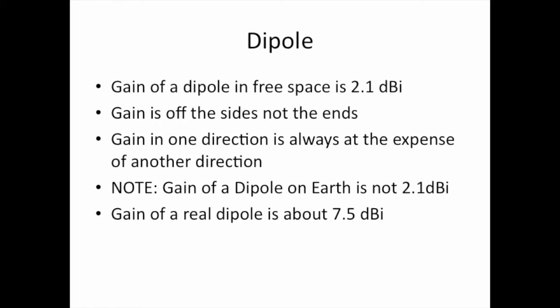Now let's note that the gain of a dipole on Earth, a real dipole, is not 2.1 dBi. The gain of a real dipole on Earth that you might actually put up yourself is 7.5 dBi. So let's remember, the gain of a real dipole is 7.5 dBi, not 2.1 dB.